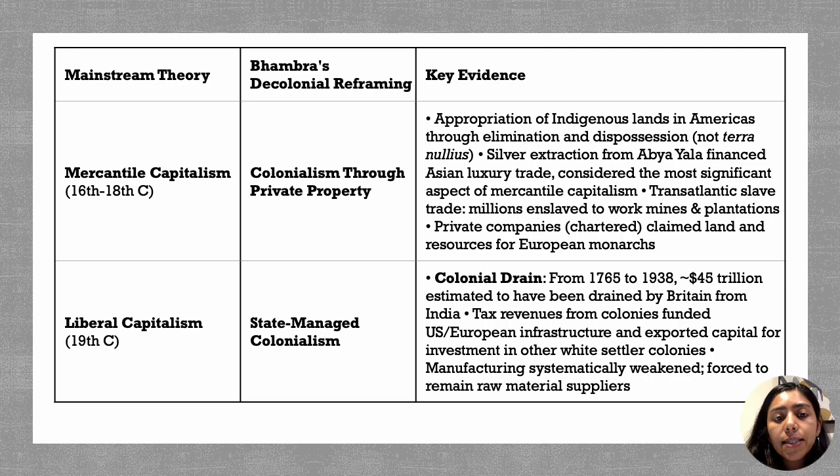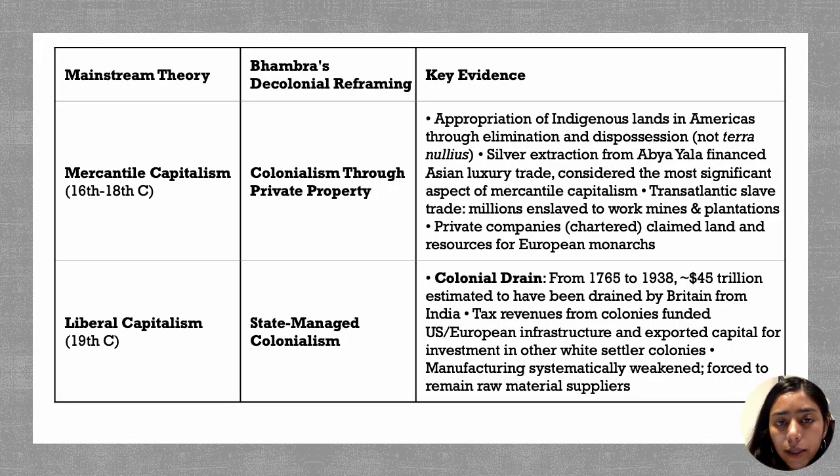But what if this entire framework erases the foundation on which capitalism was built? Gurminder Bhambra, in her article, argues that we need to fundamentally reframe each of these stages by centering colonialism, not as a side effect, but as a constitutive feature of capitalism. So her reframings and the titles are represented in the second column, and I will quickly go through these reframings, but I suggest that you read the article yourself from the recommended list for more details because I will only be presenting a very general overview.